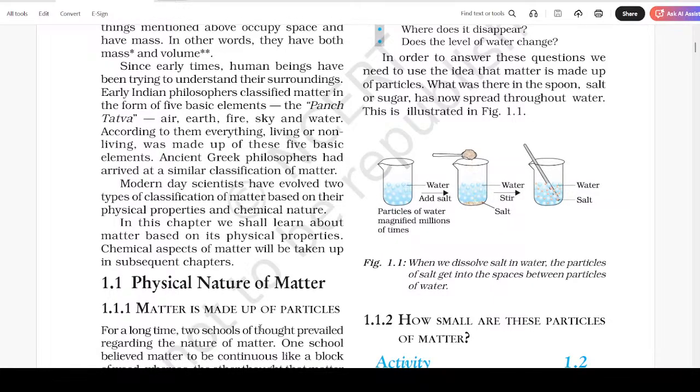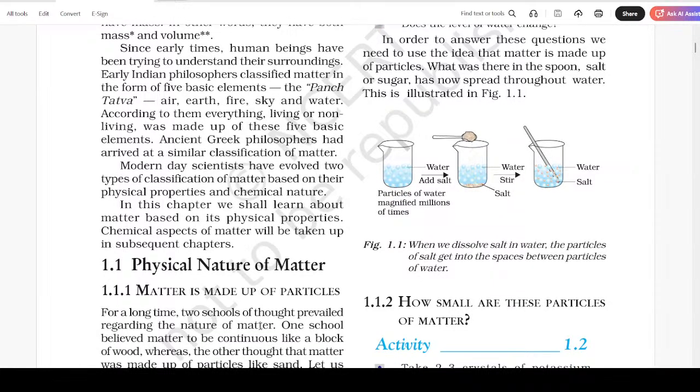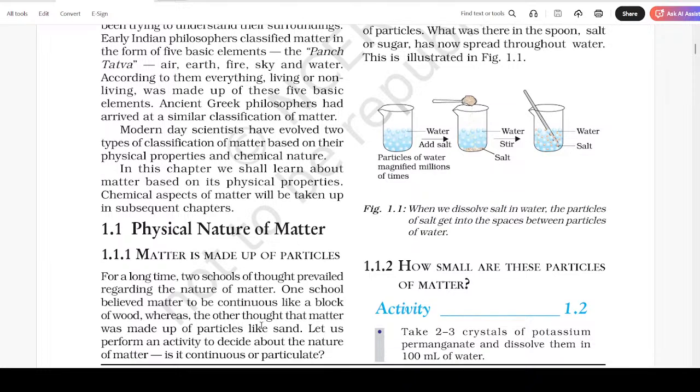Physical nature of matter. Matter is made up of particles. For a long time, two schools of thought prevailed regarding the nature of matter. One school believed matter to be continuous, like a block of wood, whereas the other thought that matter was made up of particles like sand. Let us perform an activity to decide about the nature of matter. Is it continuous or particulate?